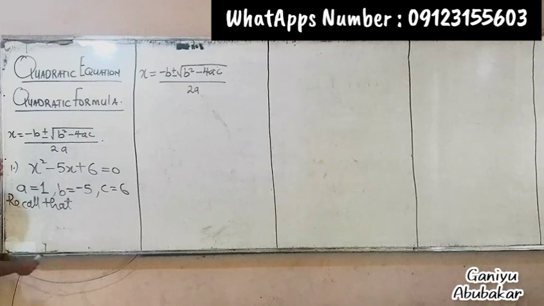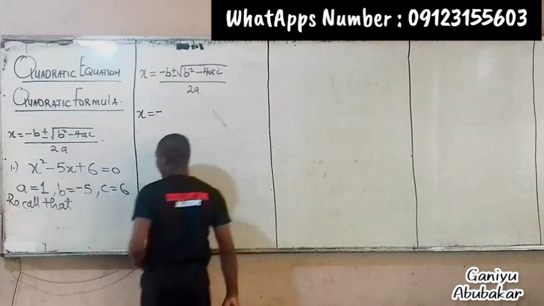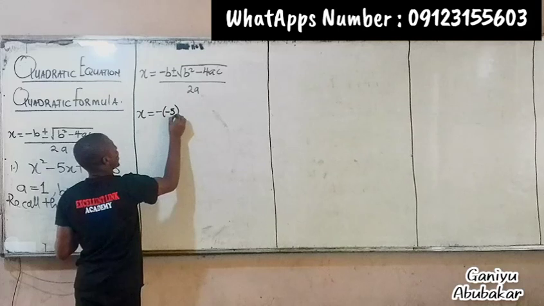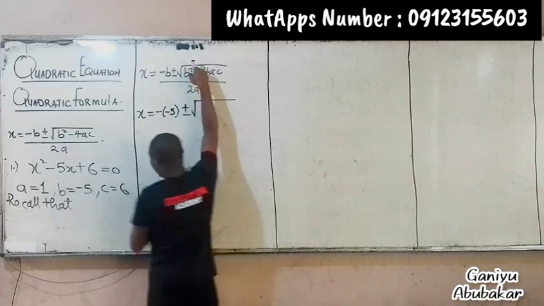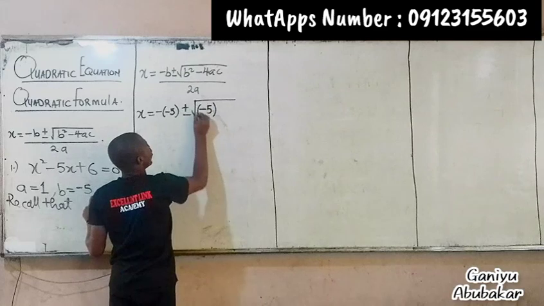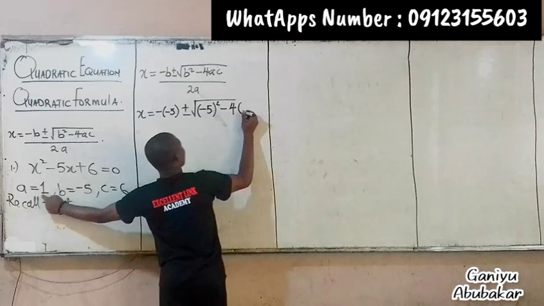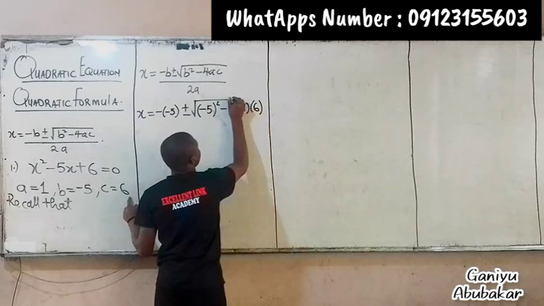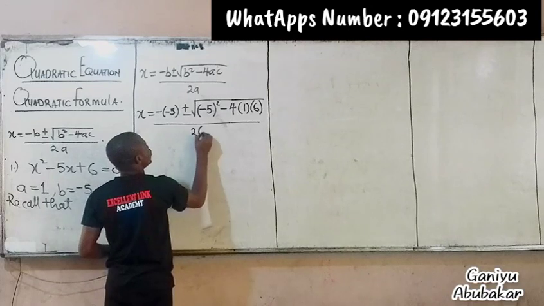Hence, x is equal to negative, what's b? b is minus 5, in this manner, plus or minus a square root of b squared. What's b? Negative 5. I have negative 5, all squared, minus 4. What's a? a is 1. Next, what's c? c is 6. I have 6 here. In this manner, then all over 2 times a. Of course, a is 1.